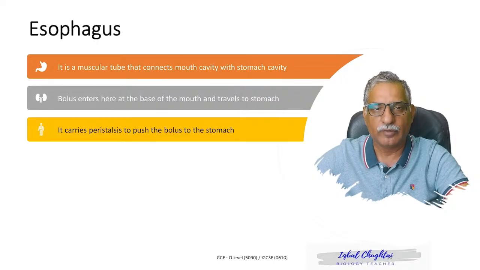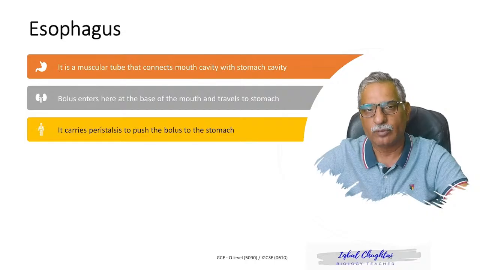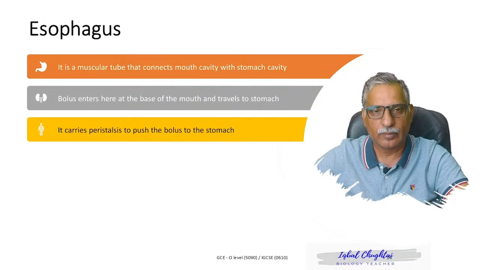And they produce a wave of constriction that starts its journey at the start of the esophagus, and this constriction wave continues till the bolus reaches the stomach. So this constriction wave that pushes the bolus in the forward direction from the mouth towards the stomach is known as peristalsis, or peristaltic movement.